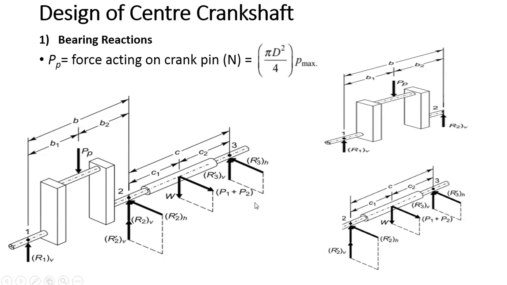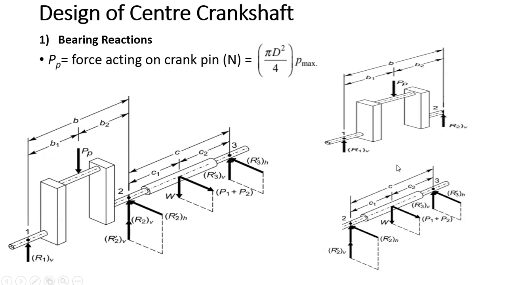So now the main part, the first part is to determine these bearing reactions, all these bearing reactions, 1, 2, 3, 4, 5 and 6, and then find out the equivalent. So for this I break the diagram into two components. One is, let's say, on the left side where only the crank pin is considered, and the other part is where the load W and the belt tensions are considered. So we have two different diagrams.